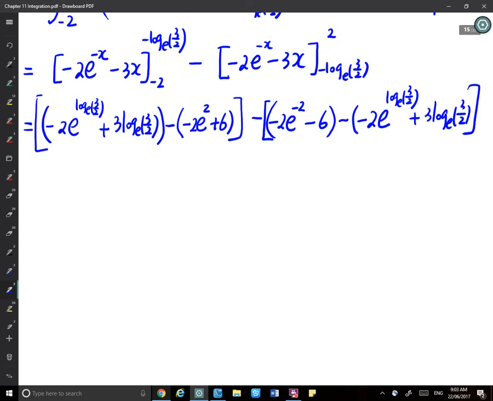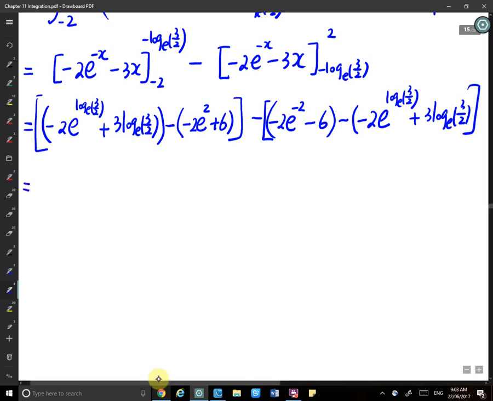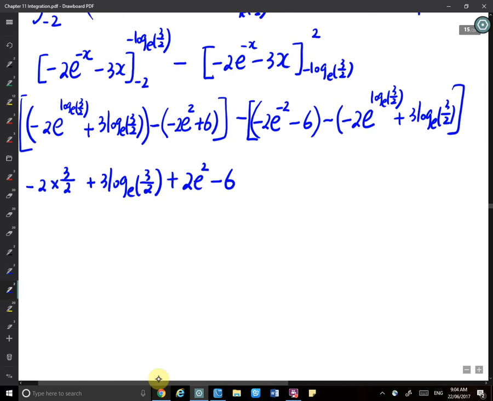Well, what is e to the power of log e 3/2? It's just 3/2. So what you have is, let's expand everything. That's minus 2 times 3/2 plus 3 log e 3/2 plus 2e to the power of 2 minus 6. Okay, I'll still keep that bracket. I will expand the bracket in the square bracket first.